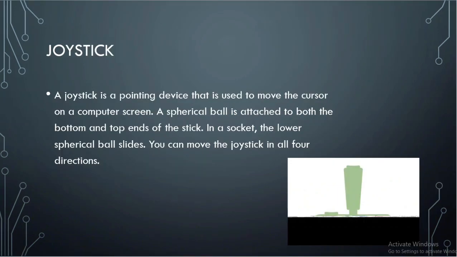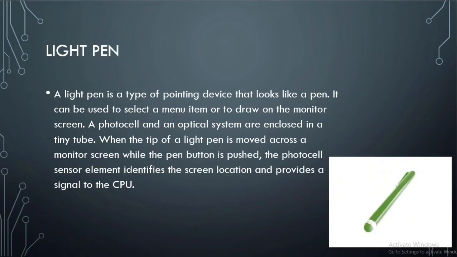extra menus. A joystick is a pointing device that is used to move the pointer across the computer screen. The spherical ball is attached to both the button and the stick. The lower spherical ball slides, and you can move the joystick in all four directions.